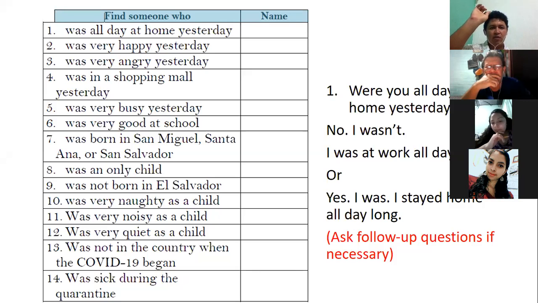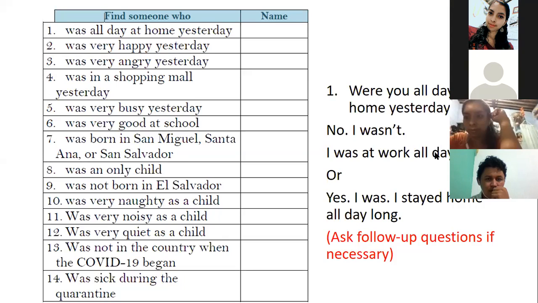Let me just stop you right there. If you're asking directly to someone, you will say, for example, where were you? For example, I can choose, let's see, Carla. I can ask Carla specifically. So, Carla, were you born in San Miguel or let's say Santa Ana or maybe San Salvador? Yes, I remember.